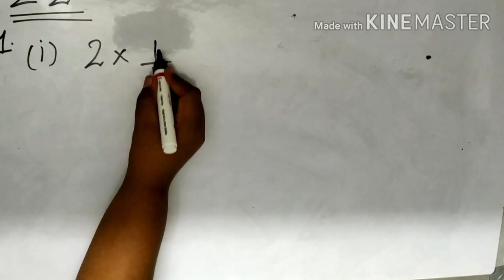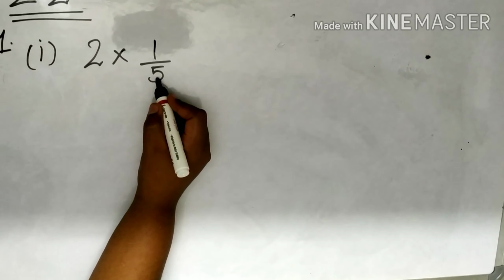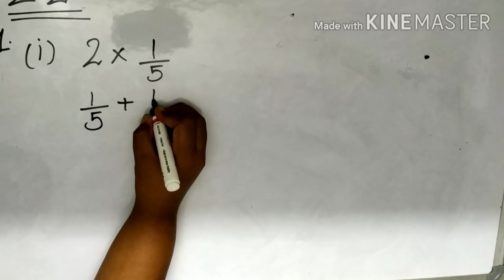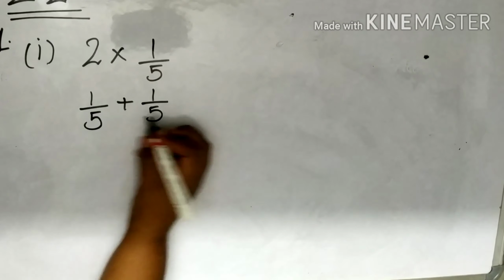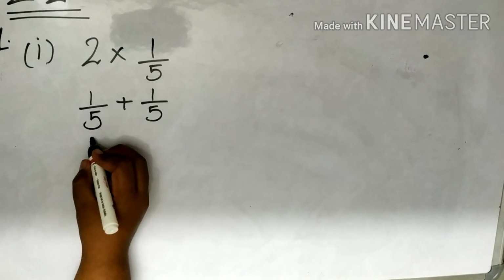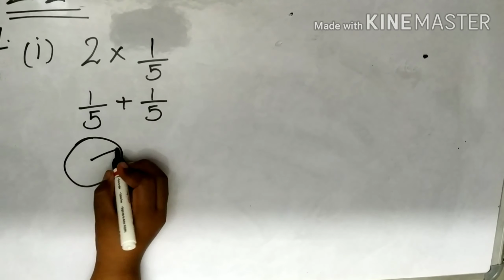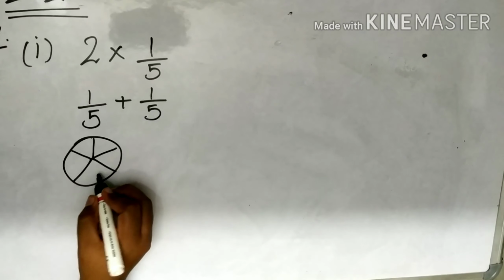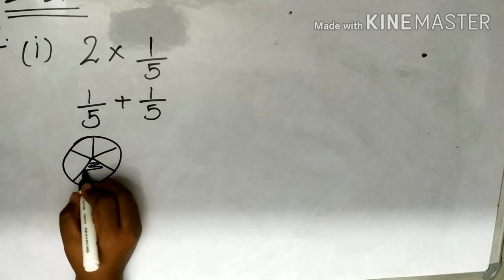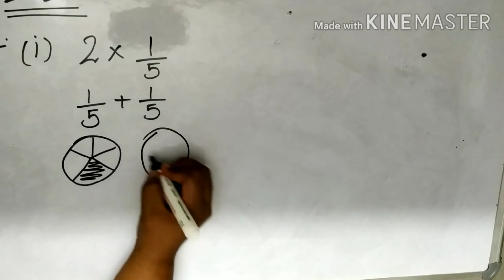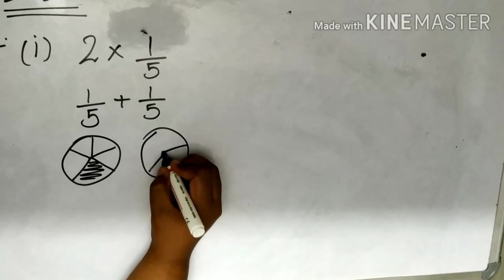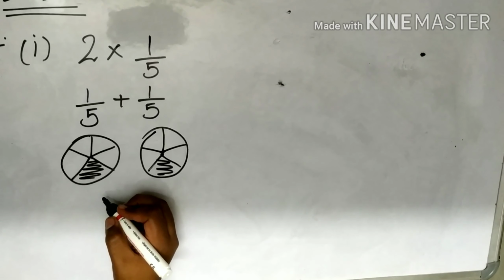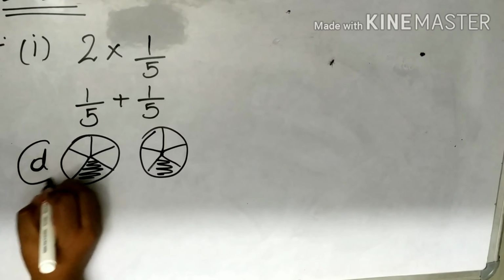So what does this 2 into 1 by 5 actually mean? We are doing a repeated addition of 1 by 5, right? 1 by 5 plus 1 by 5. And what does 1 by 5 mean? That means when we divide something into 5 parts, that is 1, 2, 3, 4, 5, one of the parts. So if the diagram is like this, that will be the answer. So in this question, the D part is the answer.